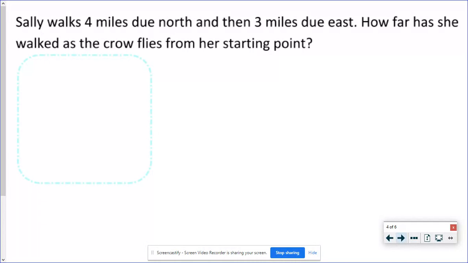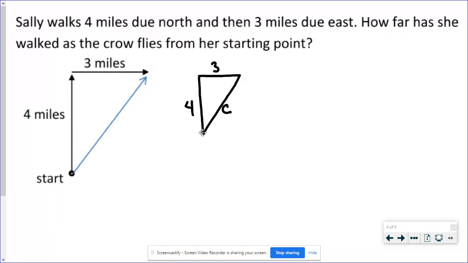Now, again, my picture would not look great, but we would say that she walks 4 miles north and then 3 miles east. And I want to know how far she is from where she started. That is a perfectly acceptable picture. I could label the hypotenuse, the C. Here it is a little bit better, but you don't need to take a lot of time on these pictures. Please don't feel like you need to be artistic.